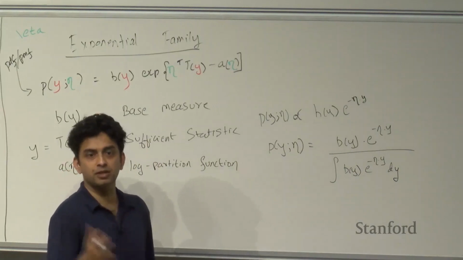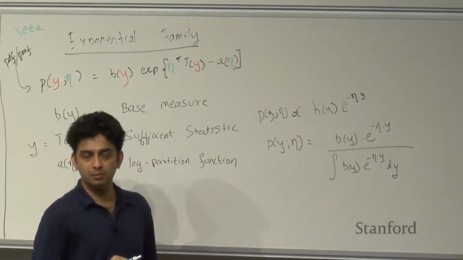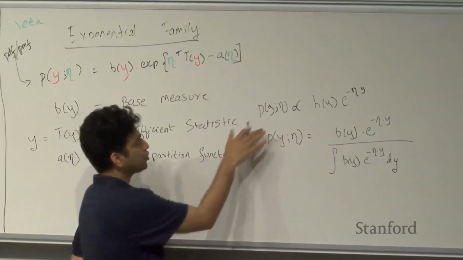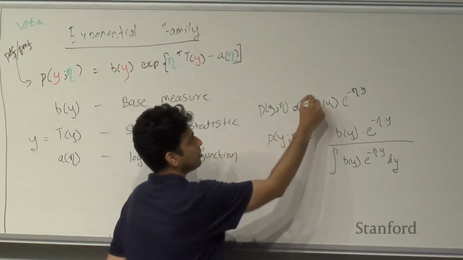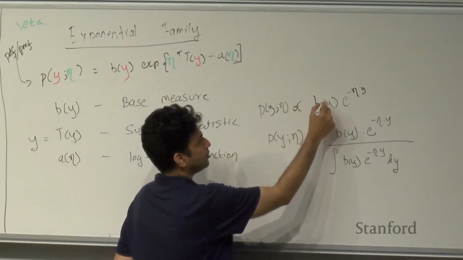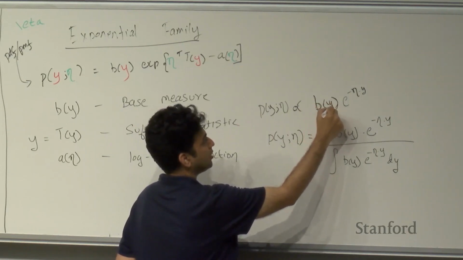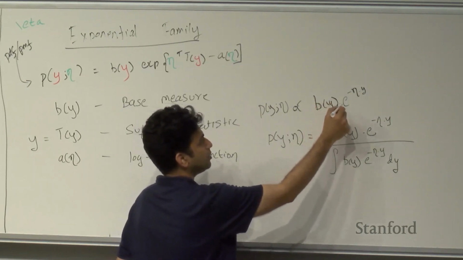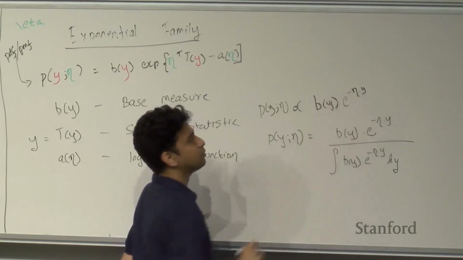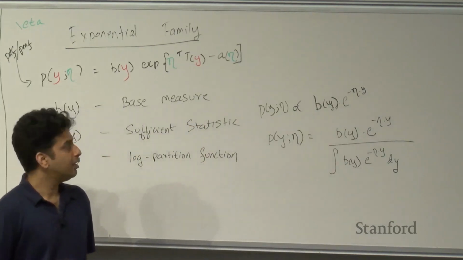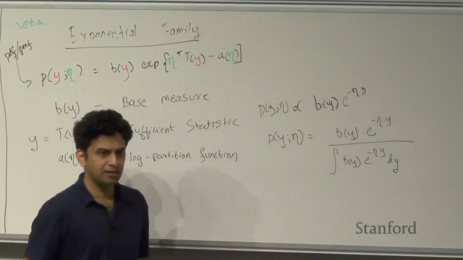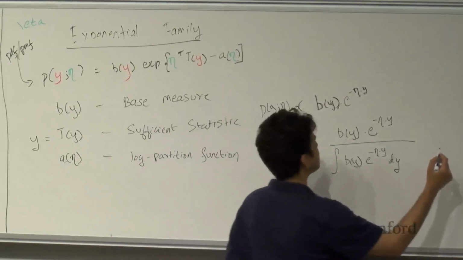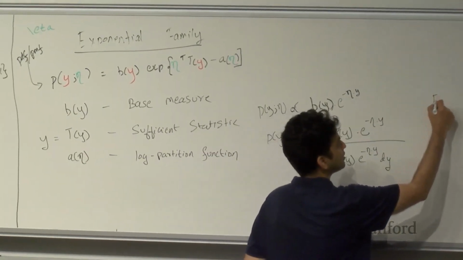So we are just defining a new probability distribution whose density is defined by some base probability measure b of y times the exponent of a parameter times y, and then we just renormalize it. And in some literature this is called exponential tilting.